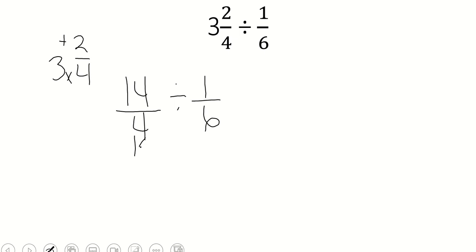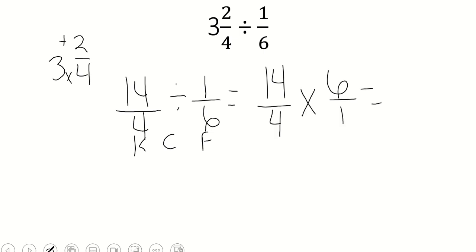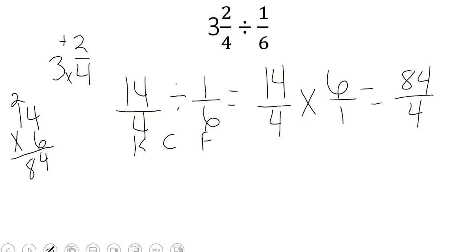So again, keep, change, flip. So I keep my first fraction, change to multiply, flip the second one, 14 times 6. Go over here to multiply that out. That'd be 84 over 4.